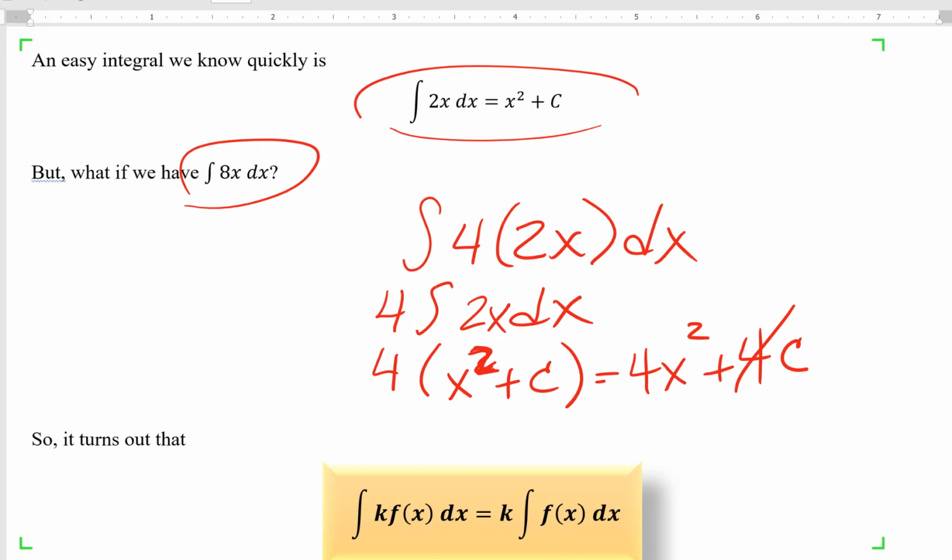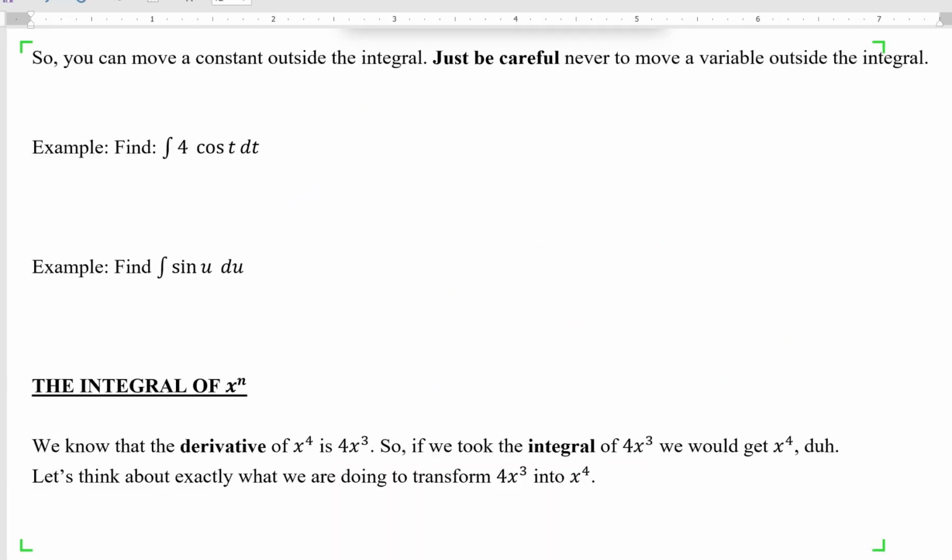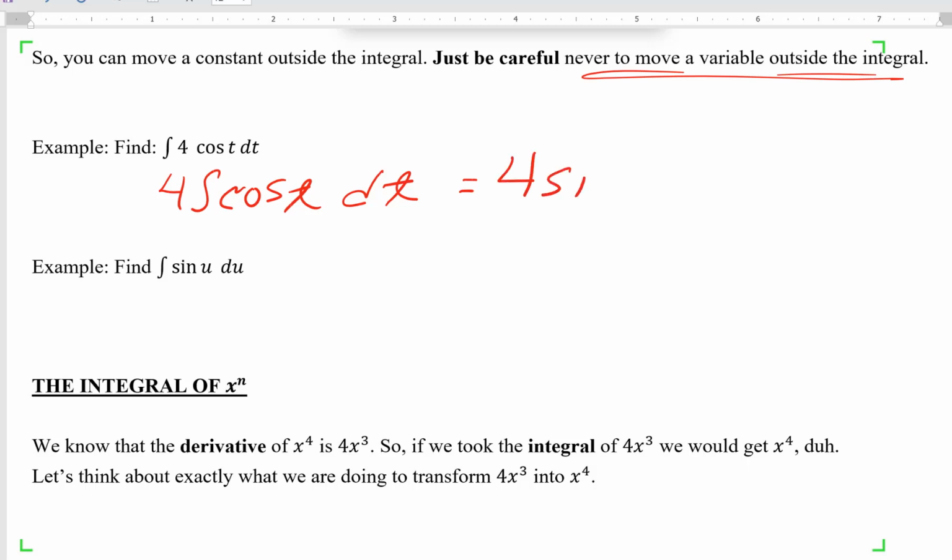So as you have more experience, you'll figure out what you need to factor out to give you the easiest possible integral. Okay, the only thing you have to be careful about is never move a variable outside the integral sign. Just constants can move. So if you have something like the integral of 4 cosine t dt, you can move that 4 outside the integral sign, and you'll just have the integral of cosine t dt, which is an easy one because we know that the derivative of sine is cosine, so the antiderivative of cosine is sine. So that's just 4 sine t plus c.